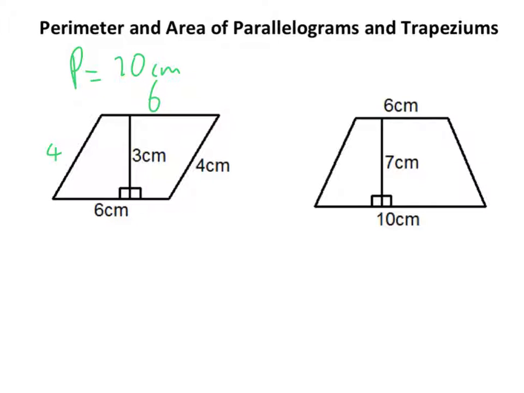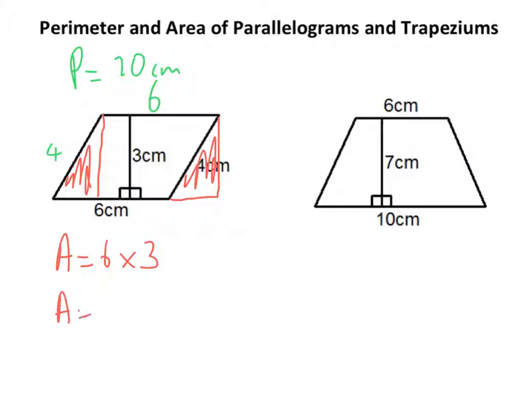The area, however, for a parallelogram is just base times vertical height. Now, where that works is if I chop this off here and stick it on here, I have a rectangle. You've got to be a little bit careful. If you take that bit off and stick it here, you have a rectangle which is 6 wide and 3 tall. So the area of this is 6 times 3 centimetres, so the area is 18 centimetres squared.